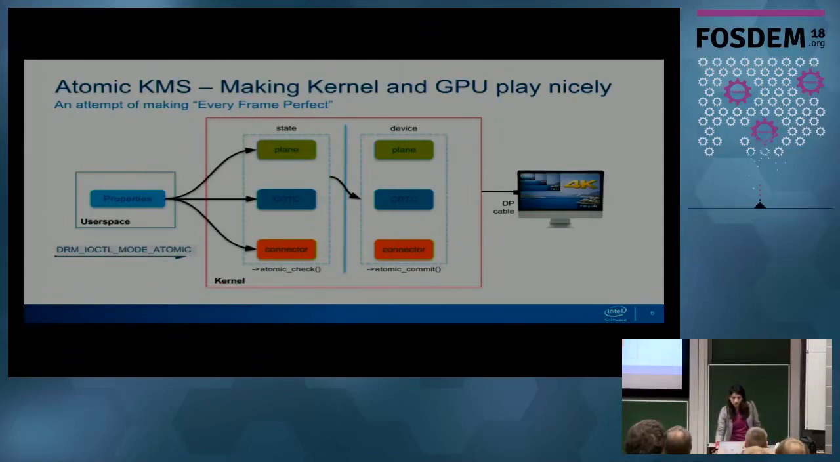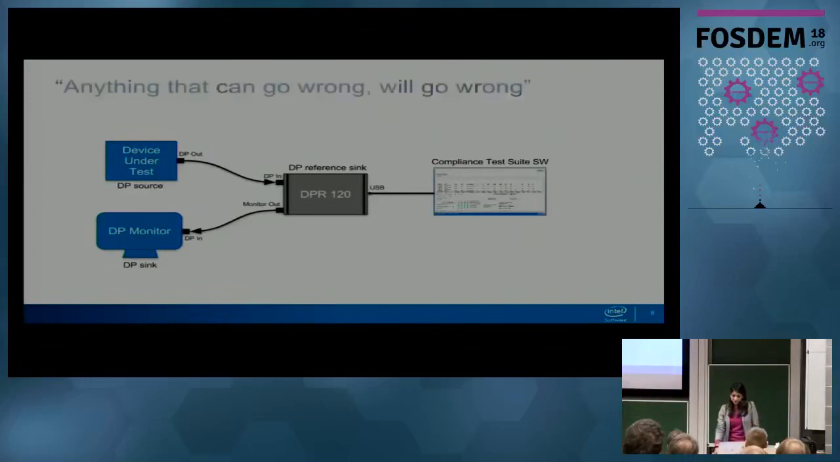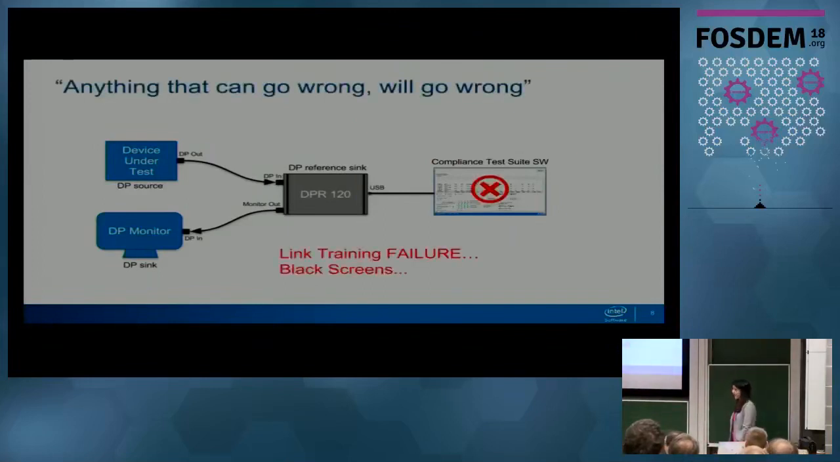So I thought, okay, the atomic mode setting is validating the state in the atomic check phase, and it's then going to write everything to the hardware. So because it's already validated, it should actually work, and everything should just work fine. So I thought, okay, the problem is solved, but did we actually fix the black screens at this point? So I ran the test suite, and sure enough, when DPR120 tried to introduce the link training failures, the driver was not able to recover from the link training failures, and it was just a black screen.